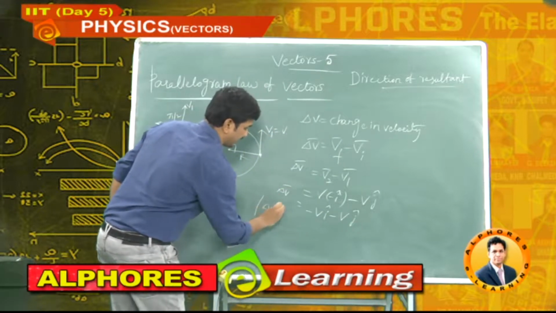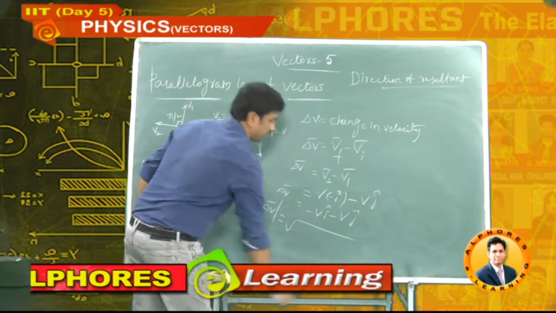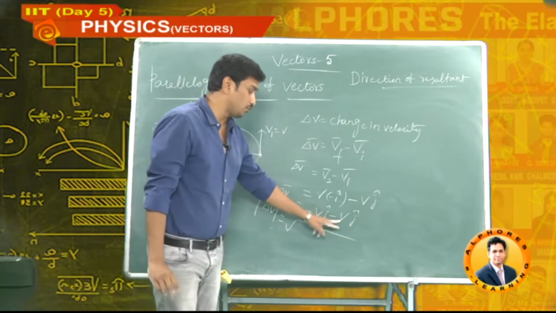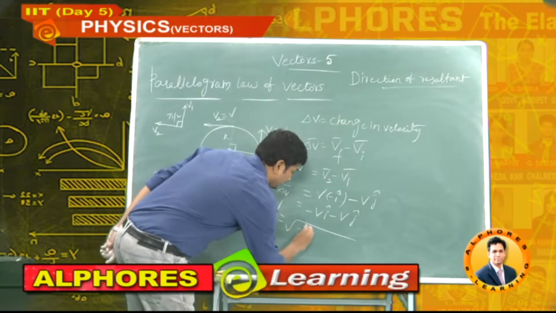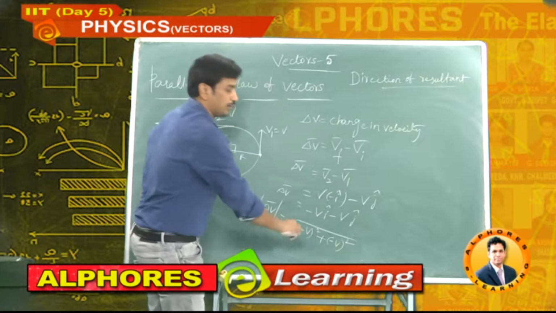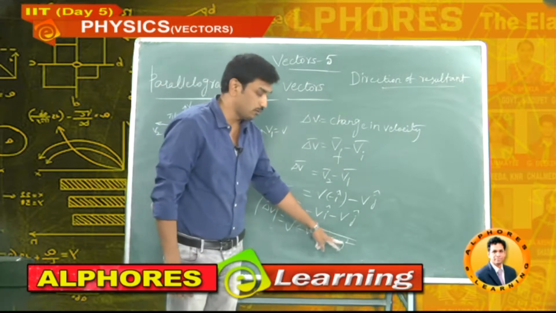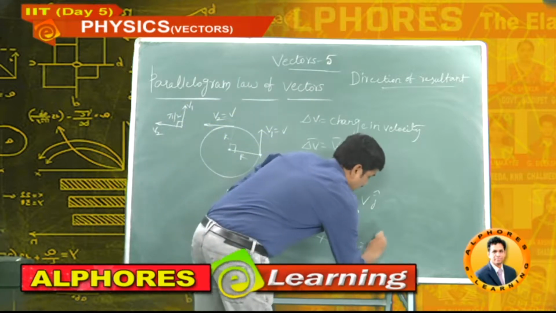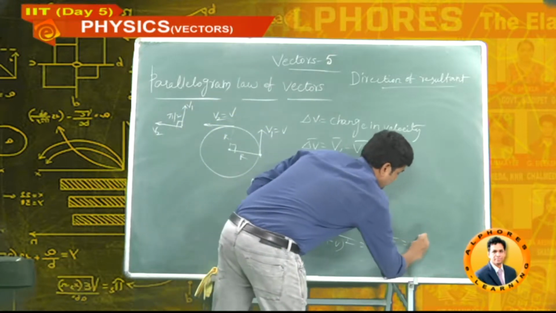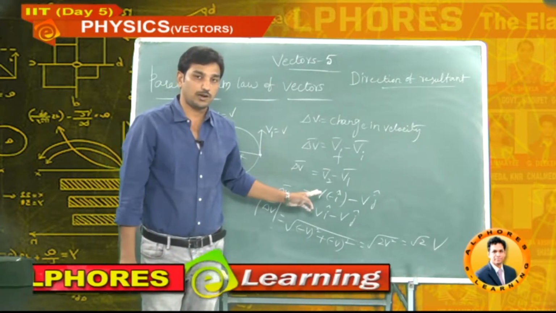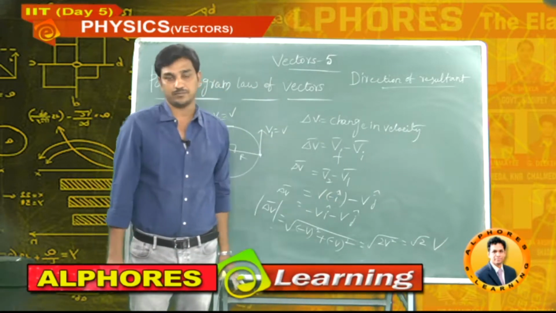How to calculate the magnitude of a vector? Under root of i cap coefficient whole square plus j cap coefficient whole square. Minus V whole square plus minus V whole square. Minus V whole square is V square, minus V whole square is V square. Now, V square plus V square, under root 2V square. What is the answer? Root 2V. Without using the parallelogram law of vectors also, the answer is the same.